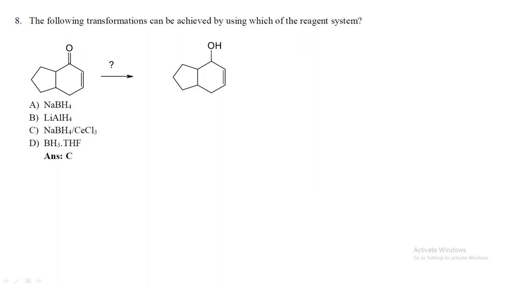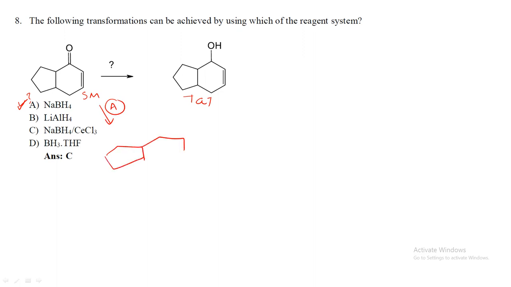So this is the next problem. This is quite related to one of our earlier classes, so it would be easier to solve, I guess. So let's see from this to this. So this is the target molecule and this is the starting material. So here to here, what should be the right condition? Let's see. So if NaBH4 is used, what should be the fate?